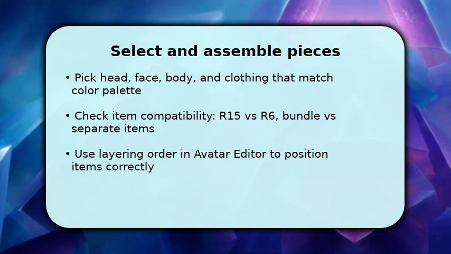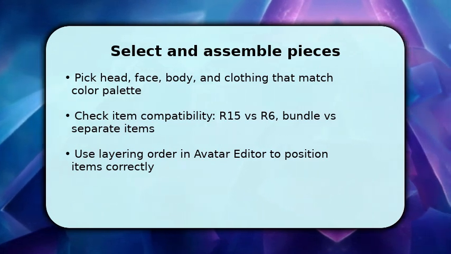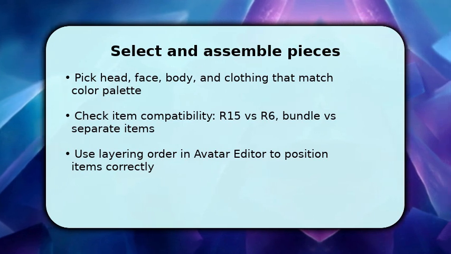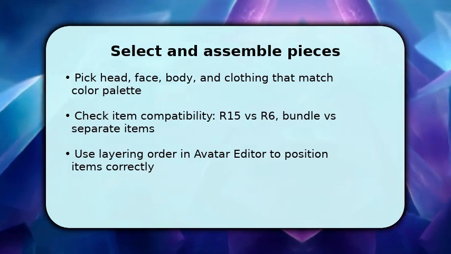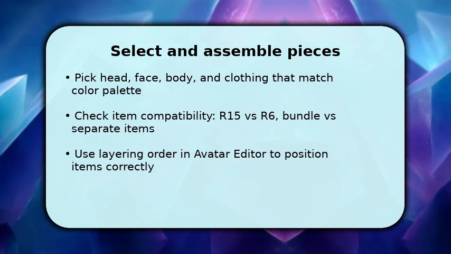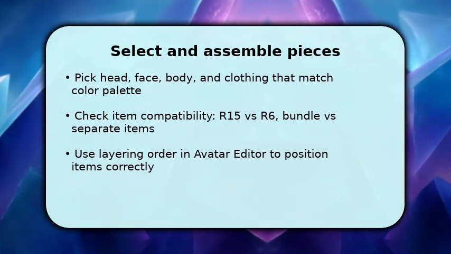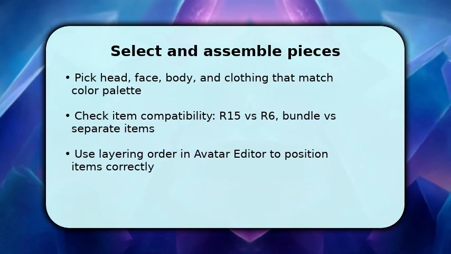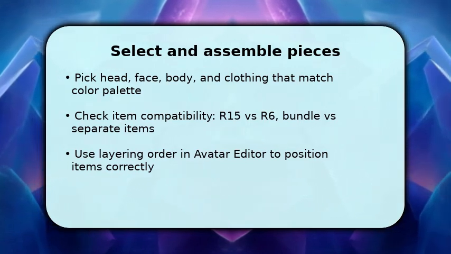Once items are in your inventory, open Avatar Editor and layer them. Place headgear, then torso, then clothing so overlaps read naturally. If you want a full bundle, buying it simplifies assembly. If not, combine separate assets for greater customization.